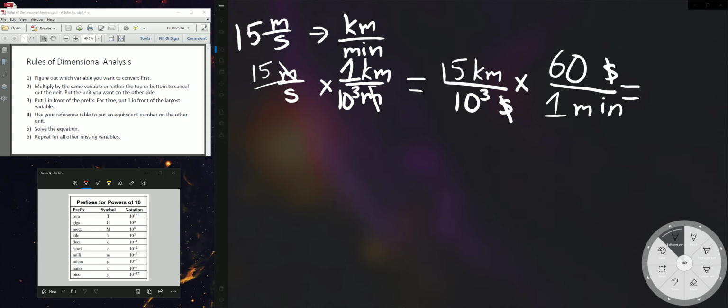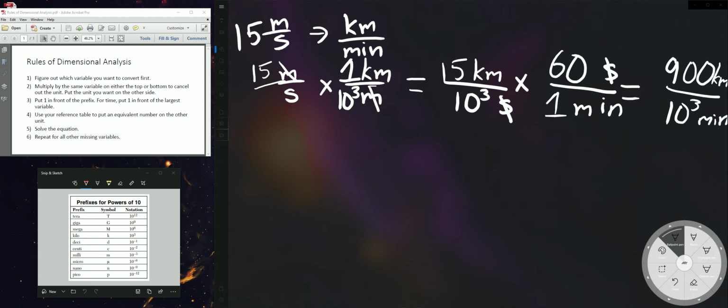We're gonna finish solving this equation out. 60 times 15 is gonna be 900 km over 10 to the 3 minutes. And so once you figure that out, it's gonna be 9 over 10 km over minutes. So that is the answer. Since I can fit the same problem, number 5, on the same sheet, we will do just that.